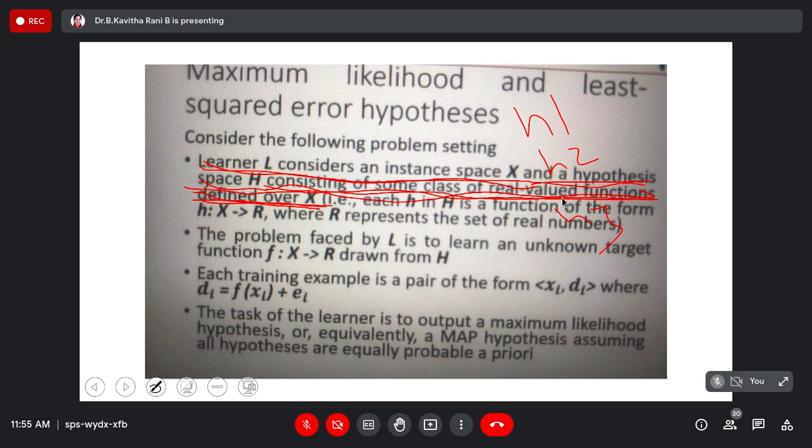All training examples are given to the learning model. The model learns from the previous data.